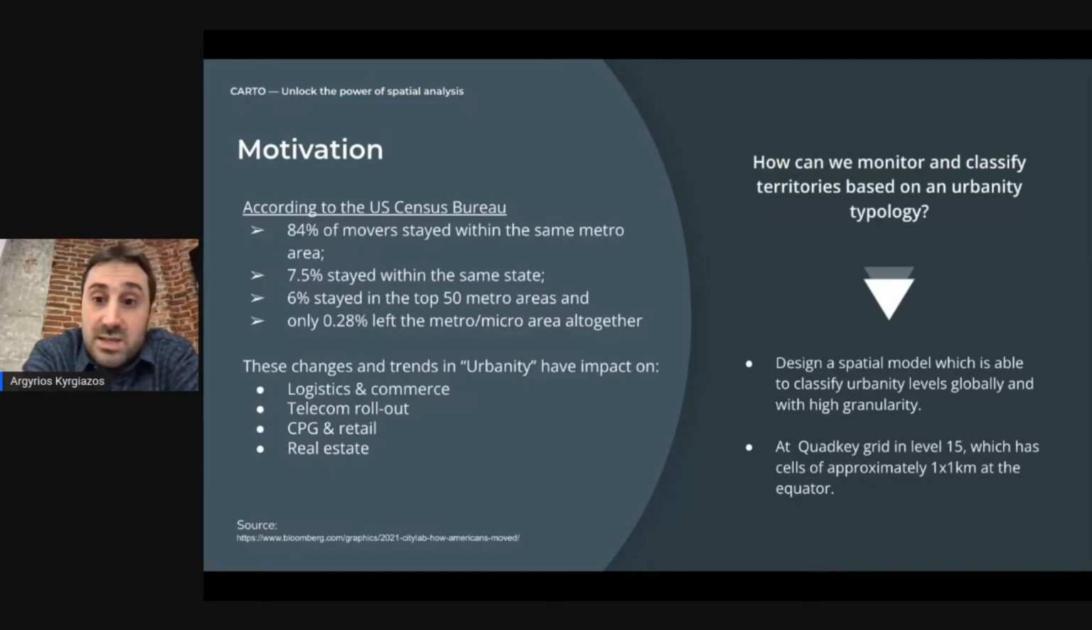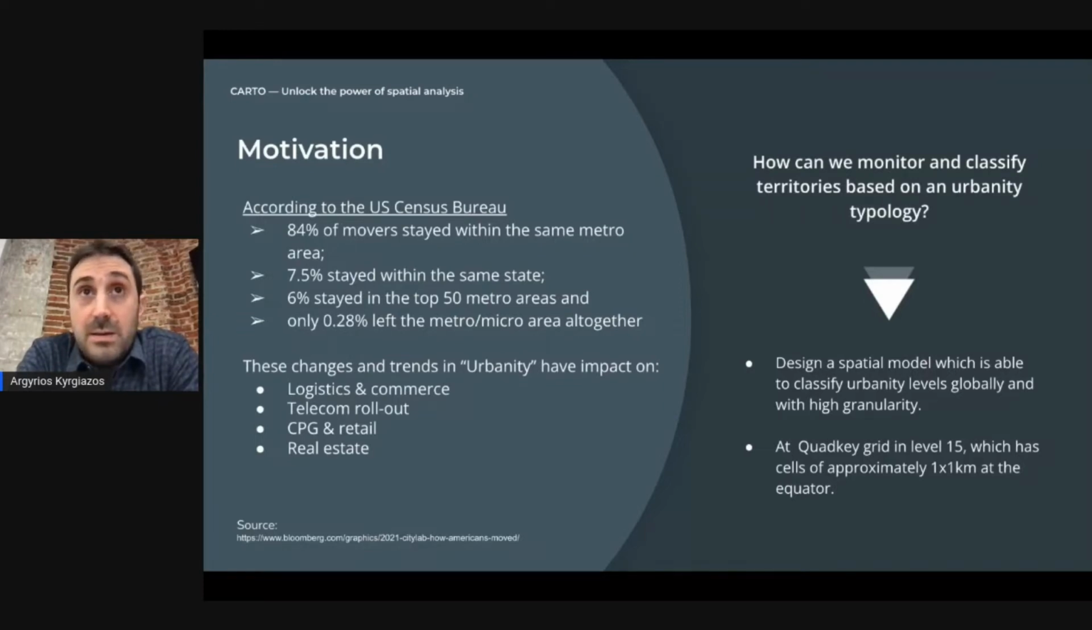So all these changes and trends we want to monitor somehow, but also we want to classify territories based on the urbanity typology. So this is what we try to answer. How we can come up with the classification for the different categories, so where somewhere is, and use that for a number of cases. For that purpose, we built a global spatial model in order to provide the urbanity level at a very high granularity.